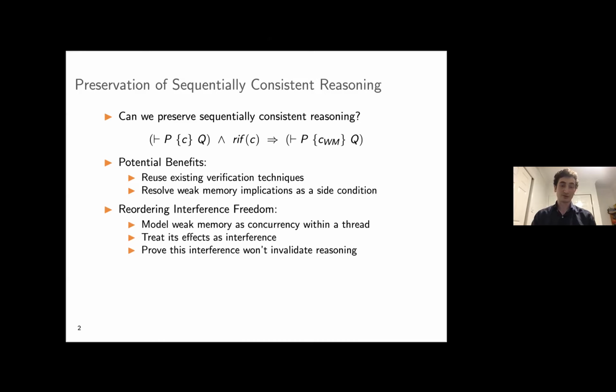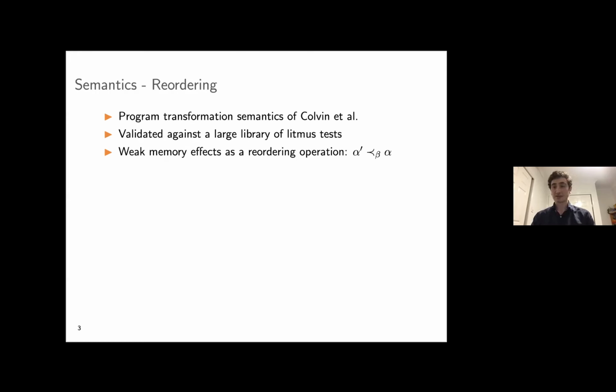And so that's what we propose to do with this notion of reordering interference freedom that we're establishing as the side condition. And the idea is that we model the weak memory effects as concurrency within a thread. And then we treat the effects of this concurrency as a form of interference. And then finally, we prove that this interference won't invalidate the reasoning from a sequentially consistent perspective when executed on a weak memory model. And this work is really enabled by a nice program transformation semantics to capture the weak memory effects. It's been validated against a large library of litmus tests for a variety of different architectures, so we're quite confident in its results.